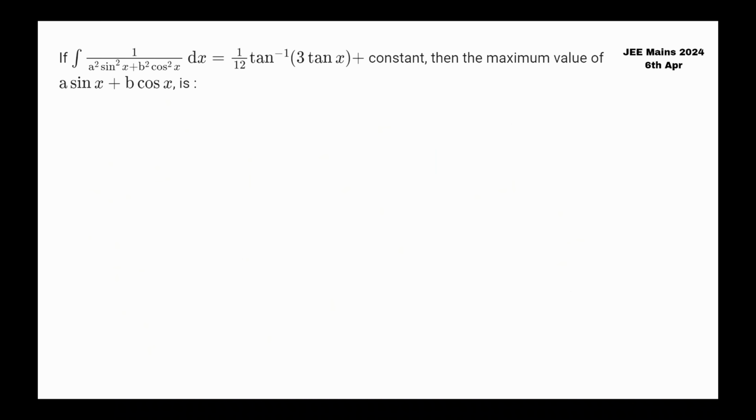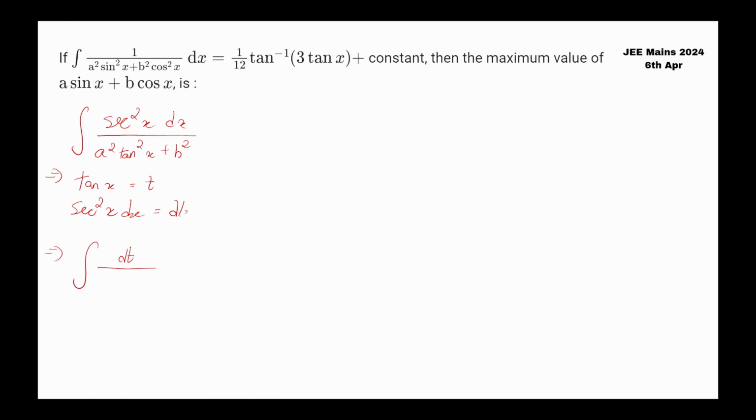Now let's look at this question again. In this question, we are going to use the same format. We are going to divide the integration that has been given to us by cos square x. So we would have a square tan square x plus b square, and on top we are going to have sec square x. So here we would have sec square x dx upon a square tan square x plus b square. So from here, if I put tan x as t, I would have sec square x dx as dt. So from here, what am I going to get? This would become dt upon a square t square plus b square.